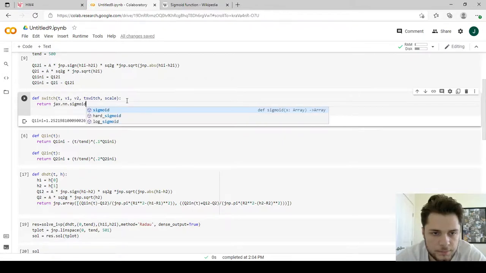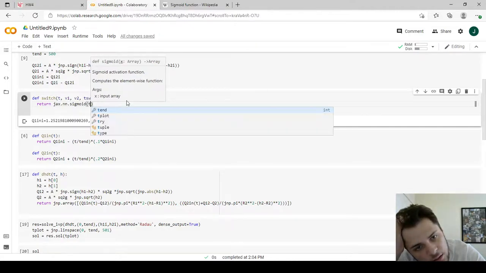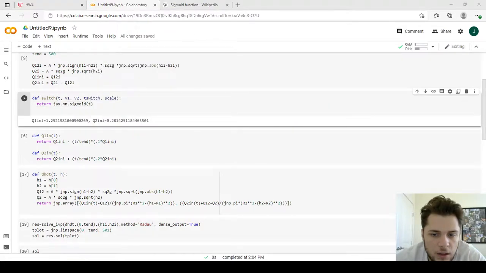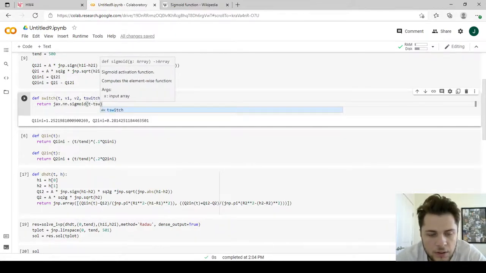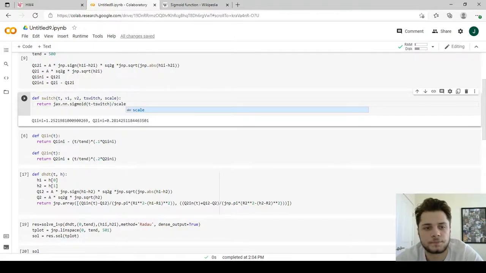sigmoid there. And so if I do T minus T switch, this will give me a horizontal shift to where I want it to switch at. So if I put in 100 for T switch, it will move it down to the 100-second mark. And if I divide that by the scale, that is going to cause the compression or the pulling.